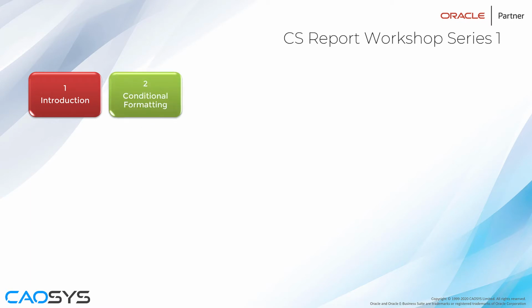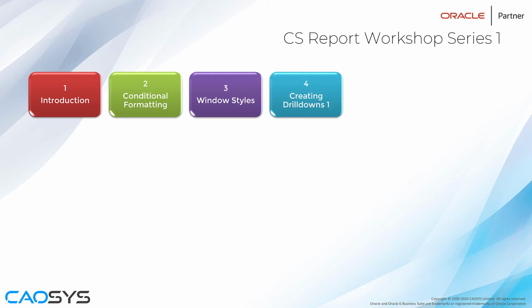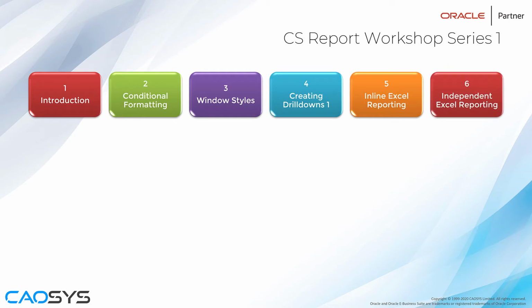The next session, we're going to build a solution and add conditional formatting to it. Then we'll build several solutions showcasing some of the different window styles that are available in CS Report. We're then going to look at creating drill downs. After this, we're going to look at how we add inline Excel reporting capabilities, followed by how we add independent Excel reporting capabilities. We're then going to look at something called the pre-compute directive, which is a performance feature.